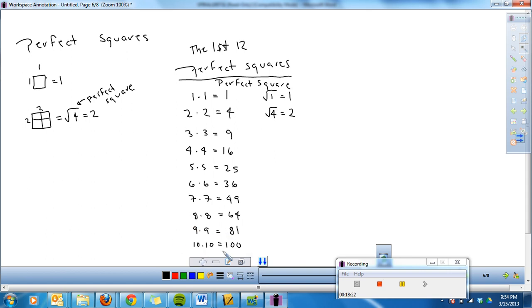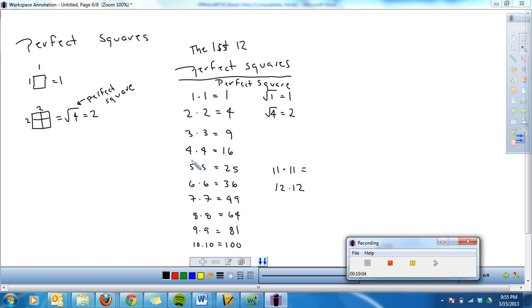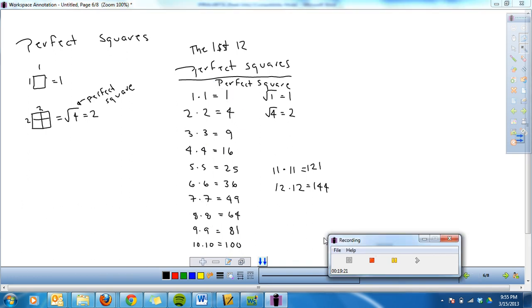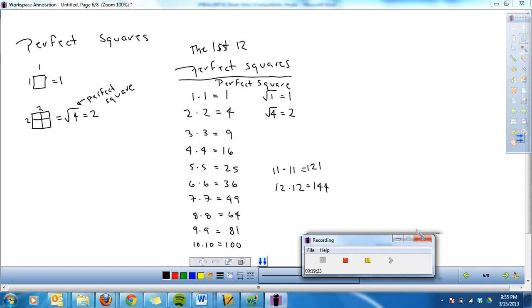In addition to knowing up to 10, I also want you to know 11 and 12. So just really quickly, let's do 11 times 11 and 12 times 12. I want you to try using your calculator and see what you get. Alright, you should have seen that 11 times 11 gave you 121, and 12 times 12 gave you 144. Okay? So these perfect squares are something you need to memorize.